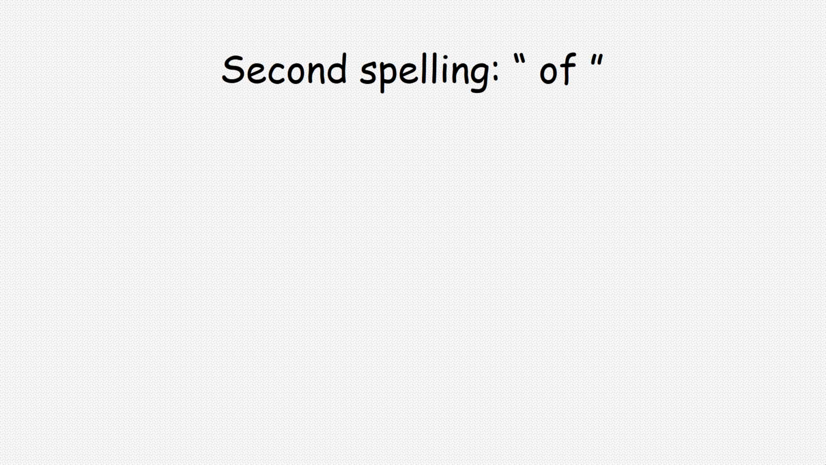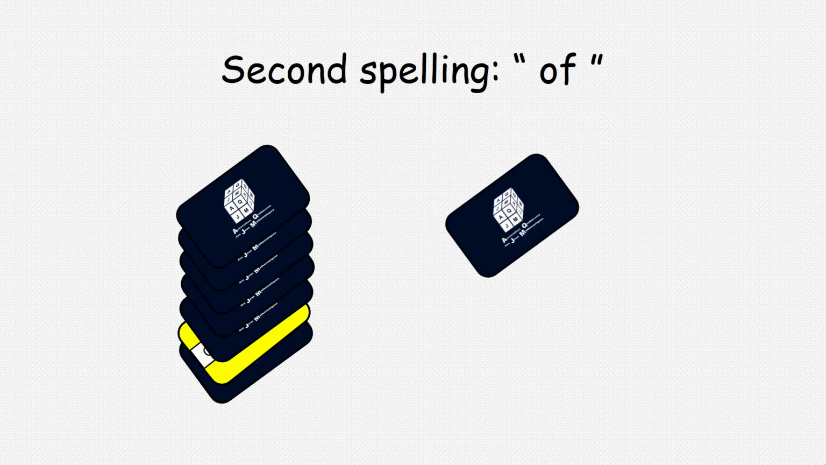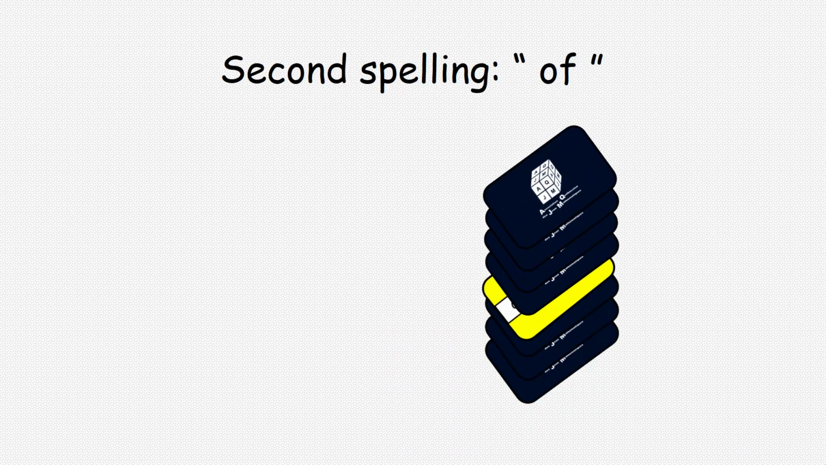During the second spelling, the magician spells the word of. Therefore, the 2 upper cards are placed on the table and underneath the pile. The rank of the chosen card is diminished by 2. It is then in the 5th position after the second spelling.